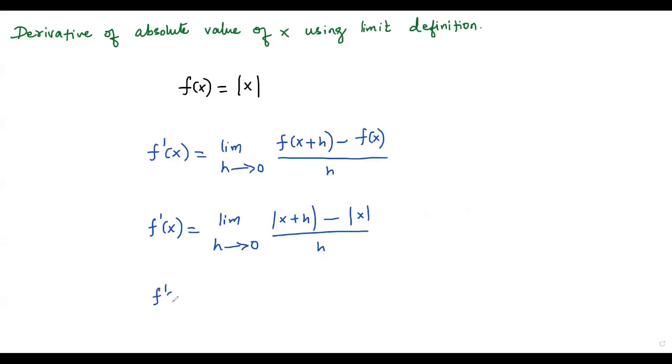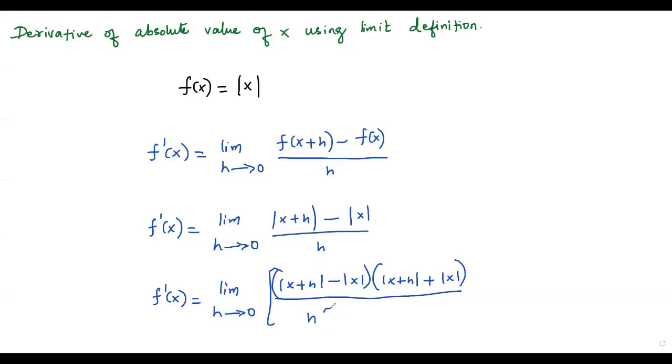Let me do it. We get f prime of x equals the limit as h approaches 0. The absolute value of x plus h minus the absolute value of x has to be multiplied by its conjugate, that is the absolute value of x plus h plus the absolute value of x. We change the negative sign to positive. The denominator also has to be multiplied by the same conjugate, that is h times the absolute value of x plus h plus the absolute value of x. Now we have to multiply these two expressions in the numerator.